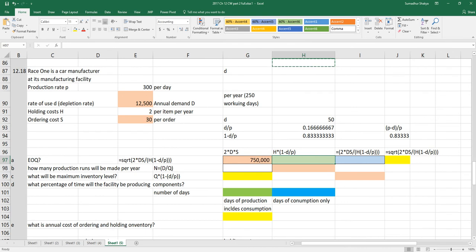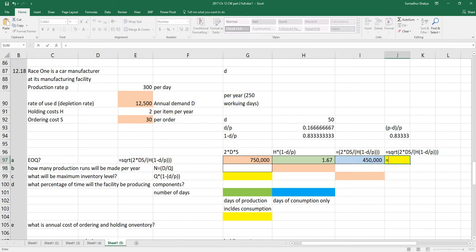So now we know 1 minus D by P, therefore holding cost of $2 times the function 1 minus D by P. That gives us the denominator part. So at this point I would say numerator divided by denominator. So 2DS divided by H times 1 minus D by P is 450,000. At this point I can take the square root of this number. So the ideal amount of inventory, the maximum level reached, is 670 units when the production and consumption are happening at the same time.